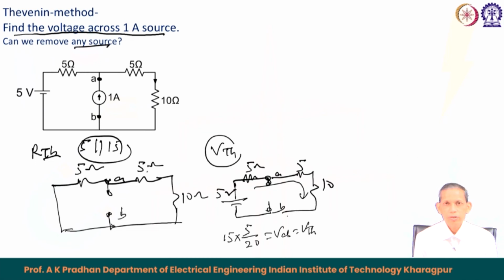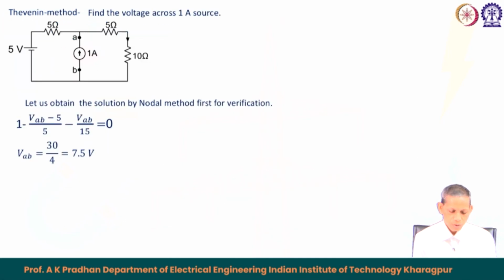Now, with this VTH and RTH equivalent circuit, we can connect the 1 ampere source and find the voltage there. So, we will see this approach. But before going to that, I will check whether my approach is okay or not. For that, let us apply the nodal method to the circuit to find the VAB, that is the voltage across the current source.